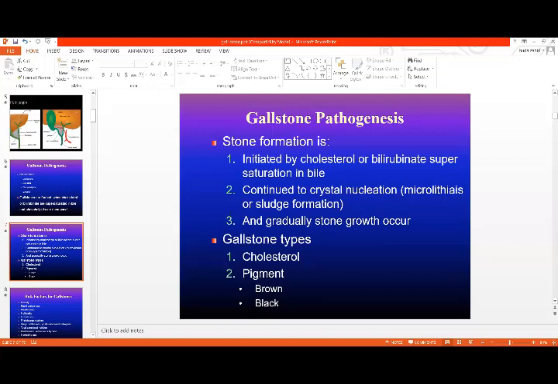It could be cholesterol. अगर cholesterol ज़्यादा है तो cholesterol stones होंगे. उसमें bilirubinate ज़्यादा है तो bilirubin stones होंगे. Usually black or blackish brown.